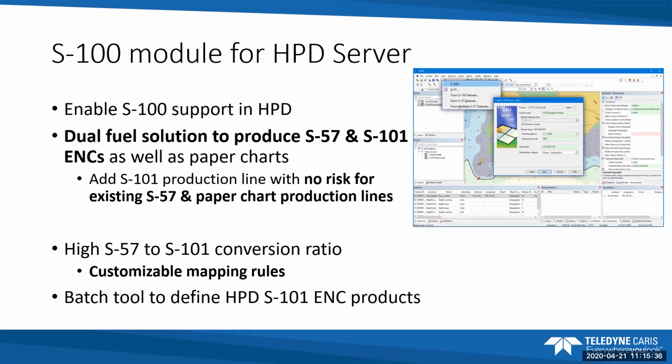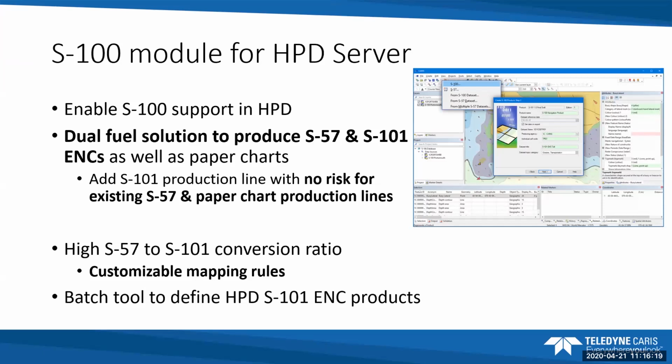mapping rules, which is a strength of this solution, because they are customizable and you can change them to fit your data. You know very well your data, so you are in a position where you can change the mapping rules, our default mapping rules, to get the conversion ratio higher. And I remember reading on one of the papers that was submitted to one of the IHO working groups that we had a 97% conversion ratio when converting from S57 to S101. And this was thanks to the customizable mapping rules.